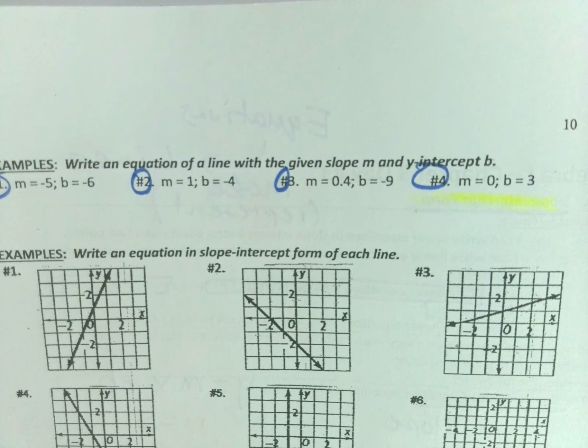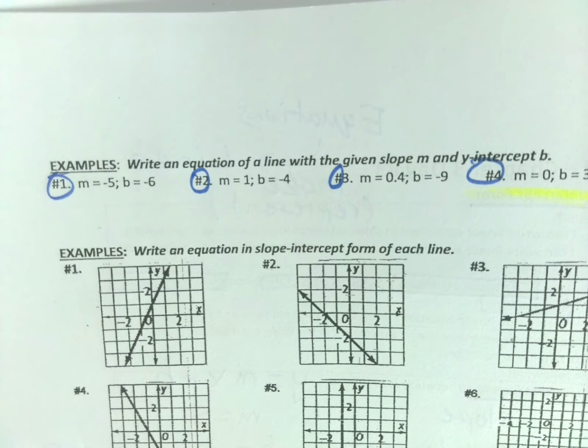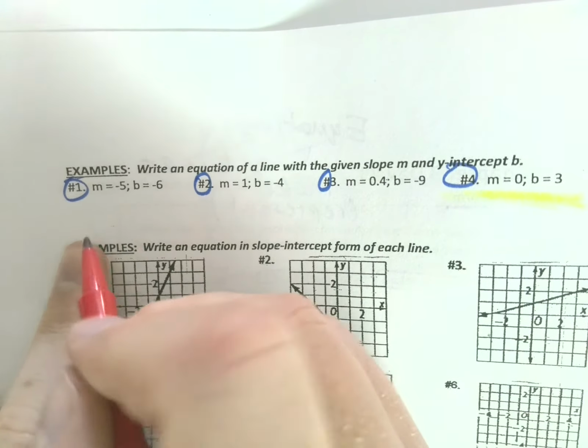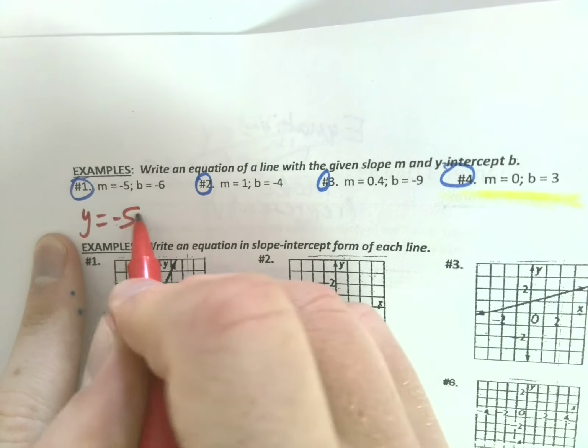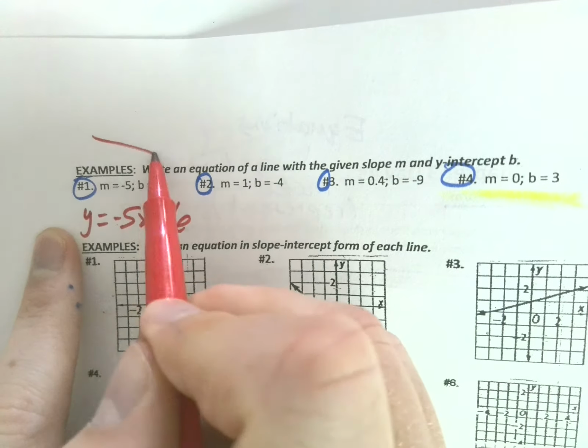So 1, 2, 3, and 4. These are, I think, a little bit easier. I may have somebody who hasn't just helped me out, maybe help me out now. I know Colin and Deb just did that. Lorena, what'd you get for number 1? Y equals negative 5x minus 6. Nice. So that'd be a downhill slope.